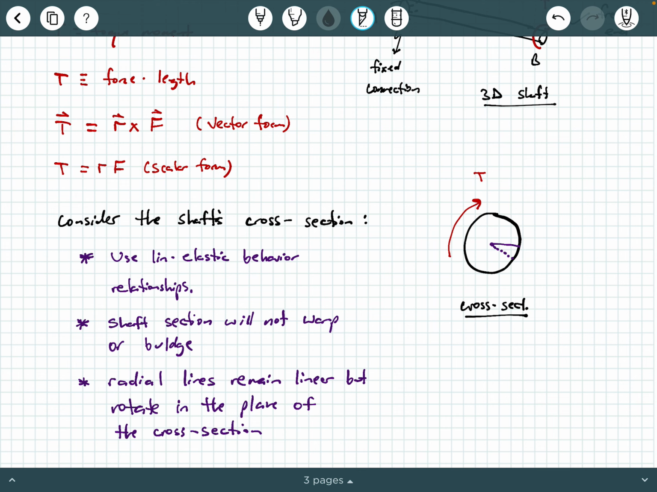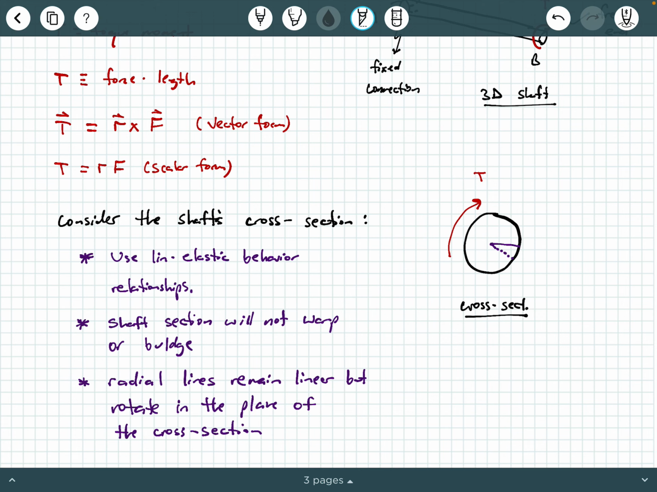And then the third underlying assumption we're going to mention is that radial lines remain linear, but they do rotate in the plane of the cross section. So that means if you have a radial line right here, like I've drawn here, it's coming from the center of the shaft and extending to the edge. Due to this applied torque moment T, this radial line will tend to rotate to a new position. That's what I've drawn here with this dotted line. Now, that angle of rotation is sometimes called the angle of twist. We're not really going to talk about that in this video, but that will be saved for another video, okay? So this is all if you have an applied torque moment.